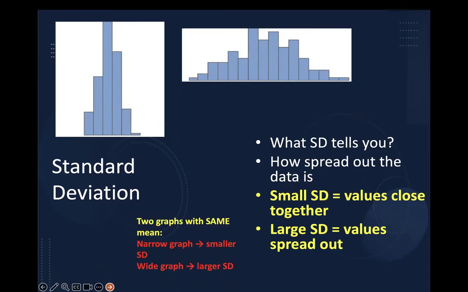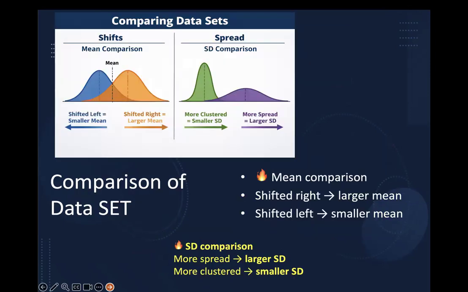In summary, two graphs with the same mean, right? They can have the same mean, but if the graph is narrow, that means the data is closer to the mean, they're going to have smaller standard deviation. And if it's wider, they're going to have larger standard deviation. And this is how they will test you. You have data comparison. You have to compare the mean, the standard deviation, and how the graph is shifting. That's the key. How is the graph shifting?